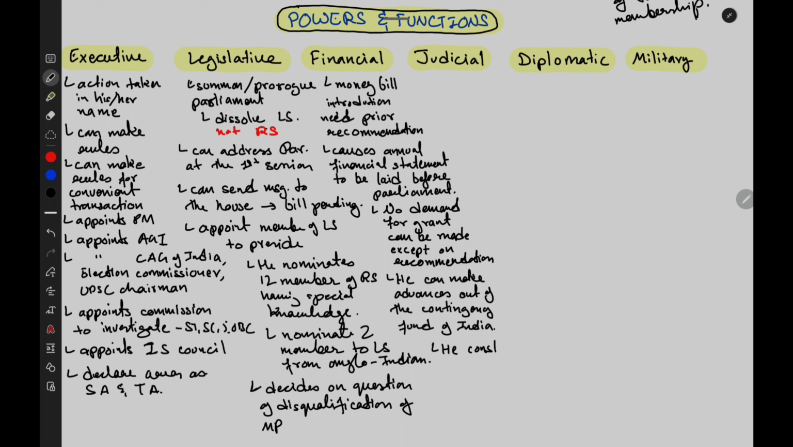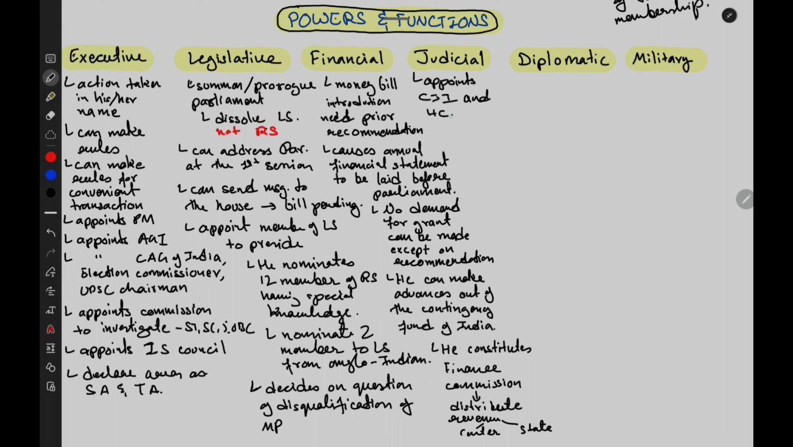There are 2 funds in India: the consolidated fund of India and the contingency fund. For the contingency fund of India, the president can make advances out of it. He constitutes the finance commission to distribute the revenue between the center and the states. So these are the financial powers of the president.